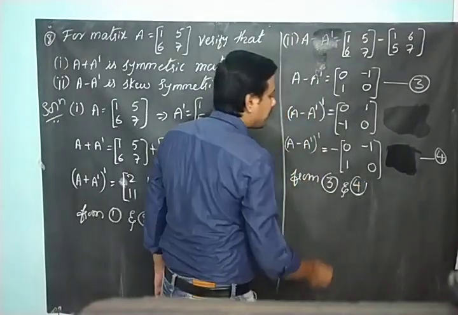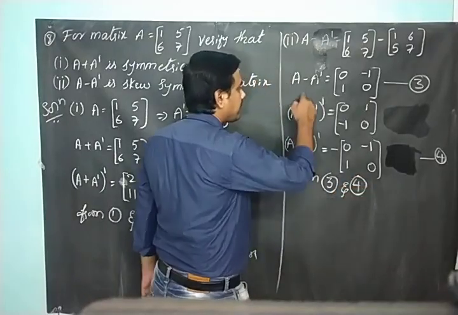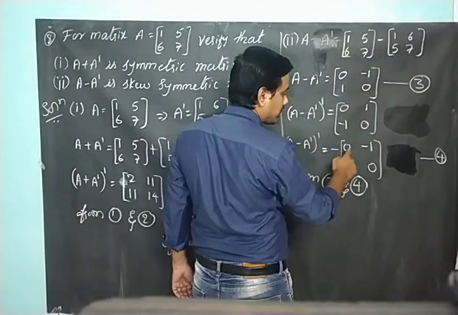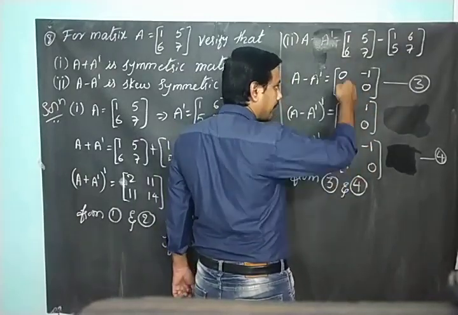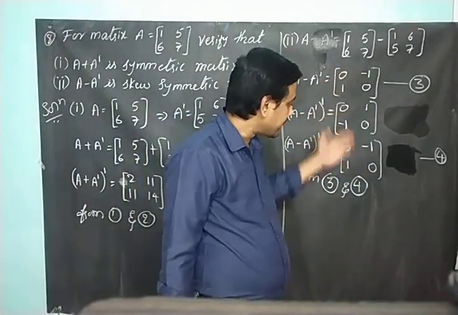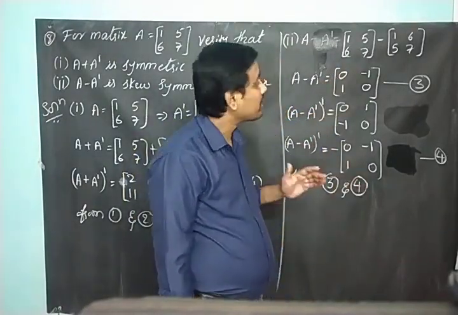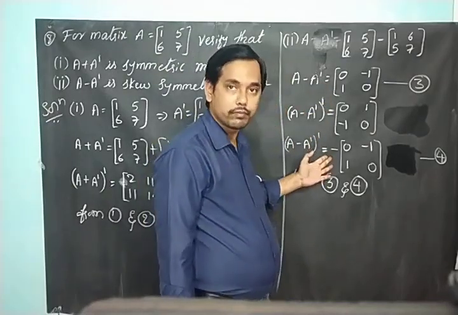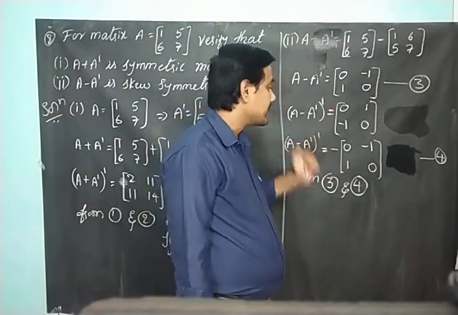from 3 and 4 it can be written as, see, A minus A transpose, you can see, is 0 minus 1, 0 minus 1, 1 0 1 0. The values inside the matrix of equation 3 and equation 4 are the same, but what is the difference here? It is positive, it is negative. Is that clear? This is positive, this is negative.